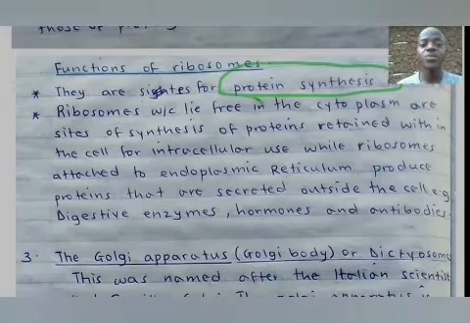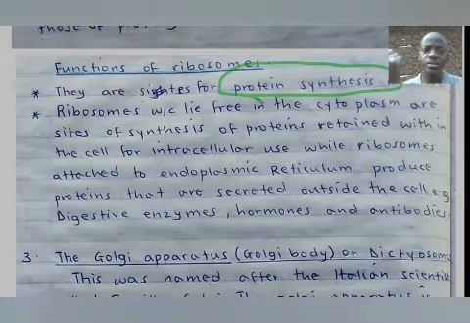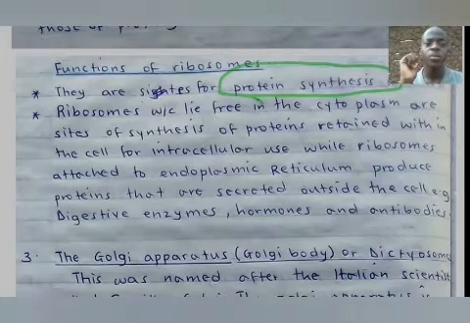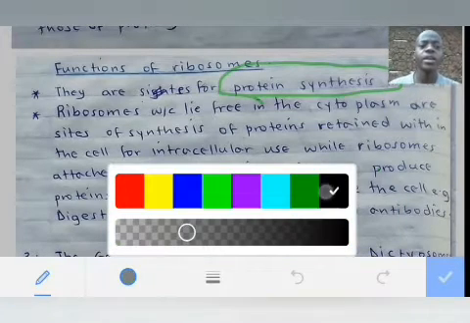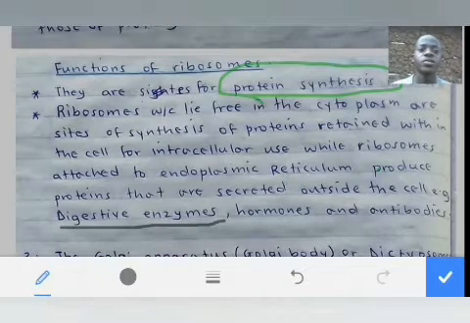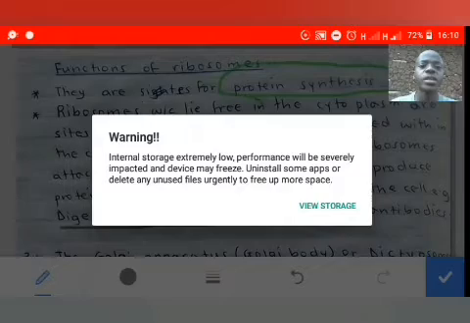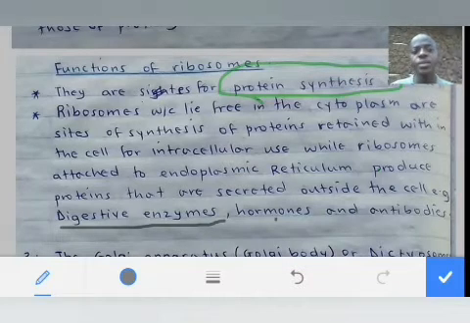But you have those ribosomes that are attached on the endoplasmic reticulum, as we saw. They produce proteins that are secreted out of the cell, e.g. the digestive enzymes, hormones, and antibodies. Some of you may be wondering if these digestive enzymes are also proteins. Check the link in the description of this video, describing the digestive enzymes and how they are formed. You'll come to find out that they are proteins in nature.